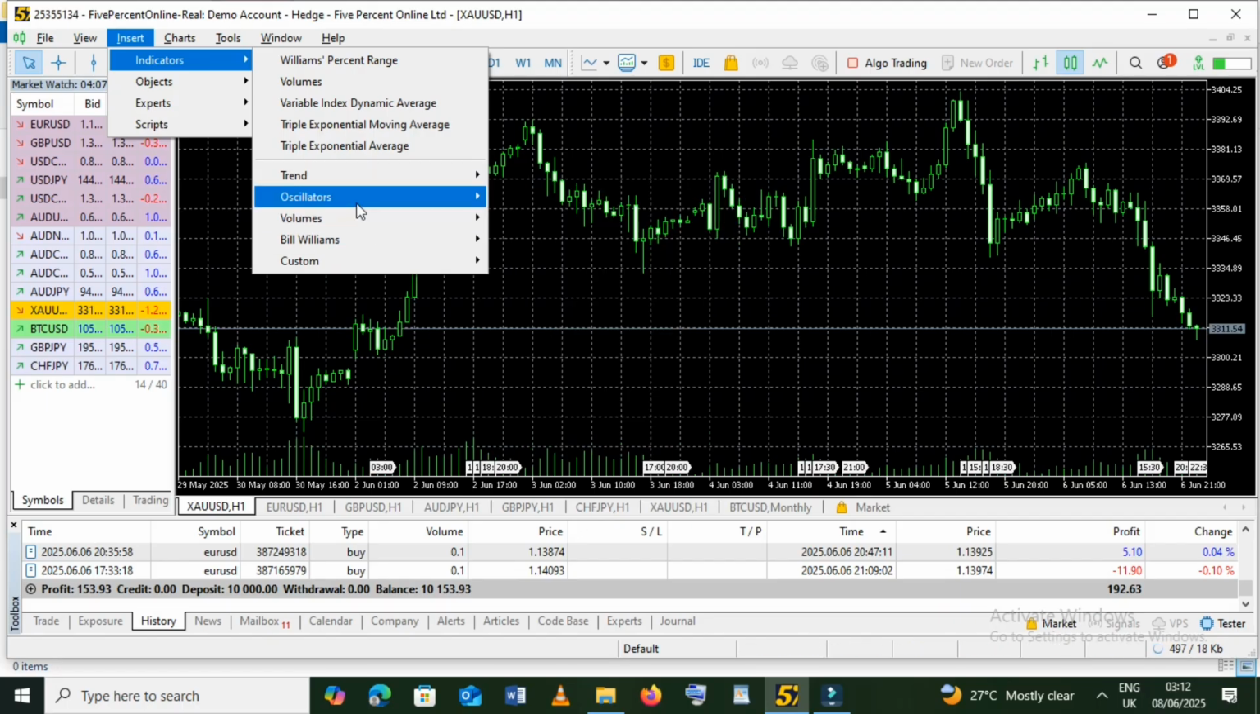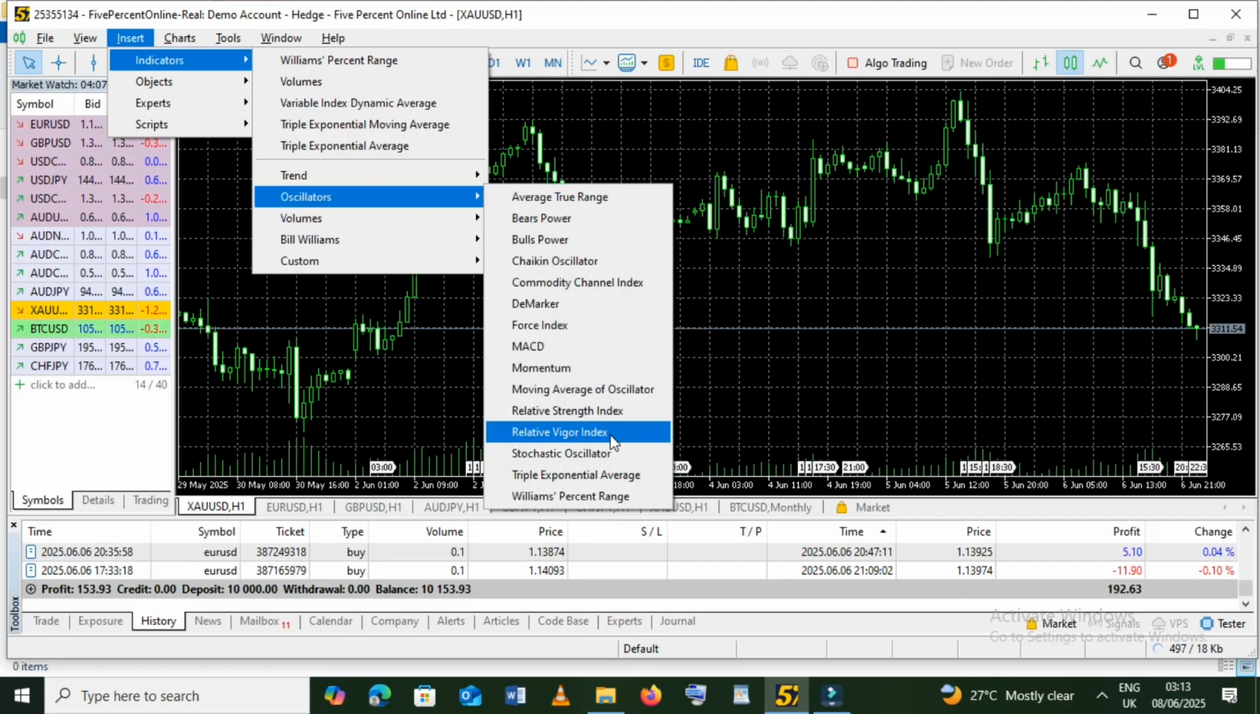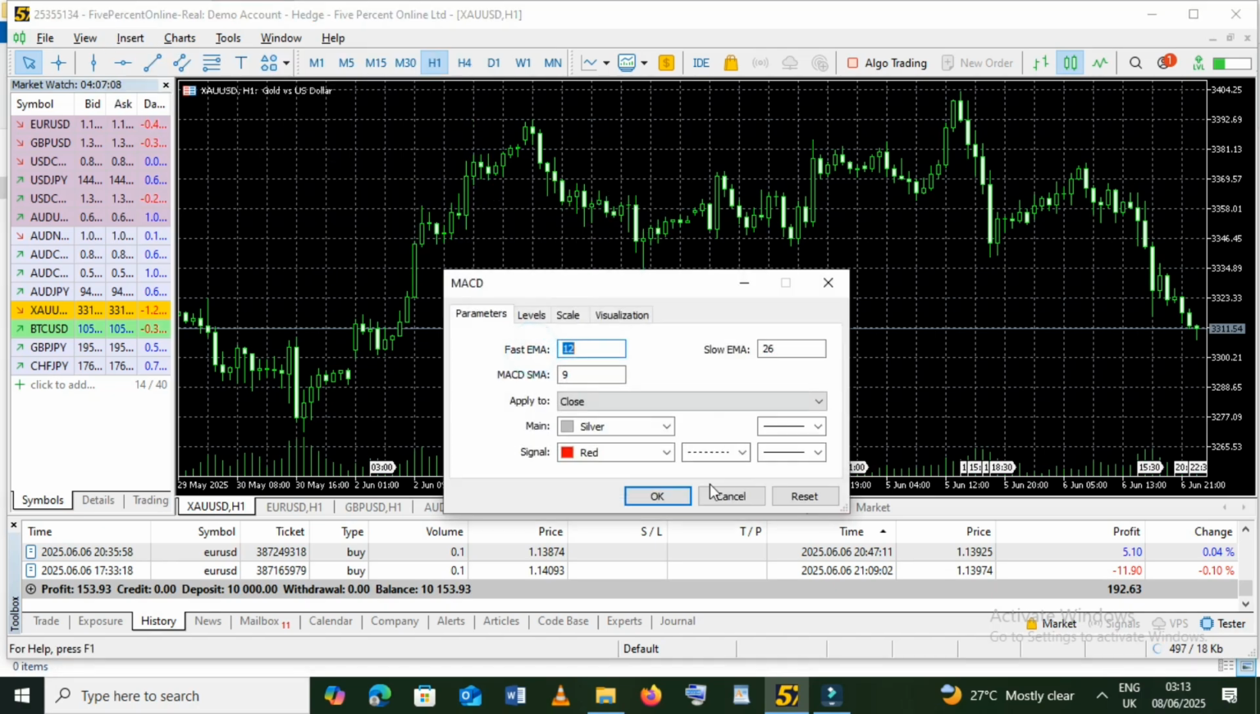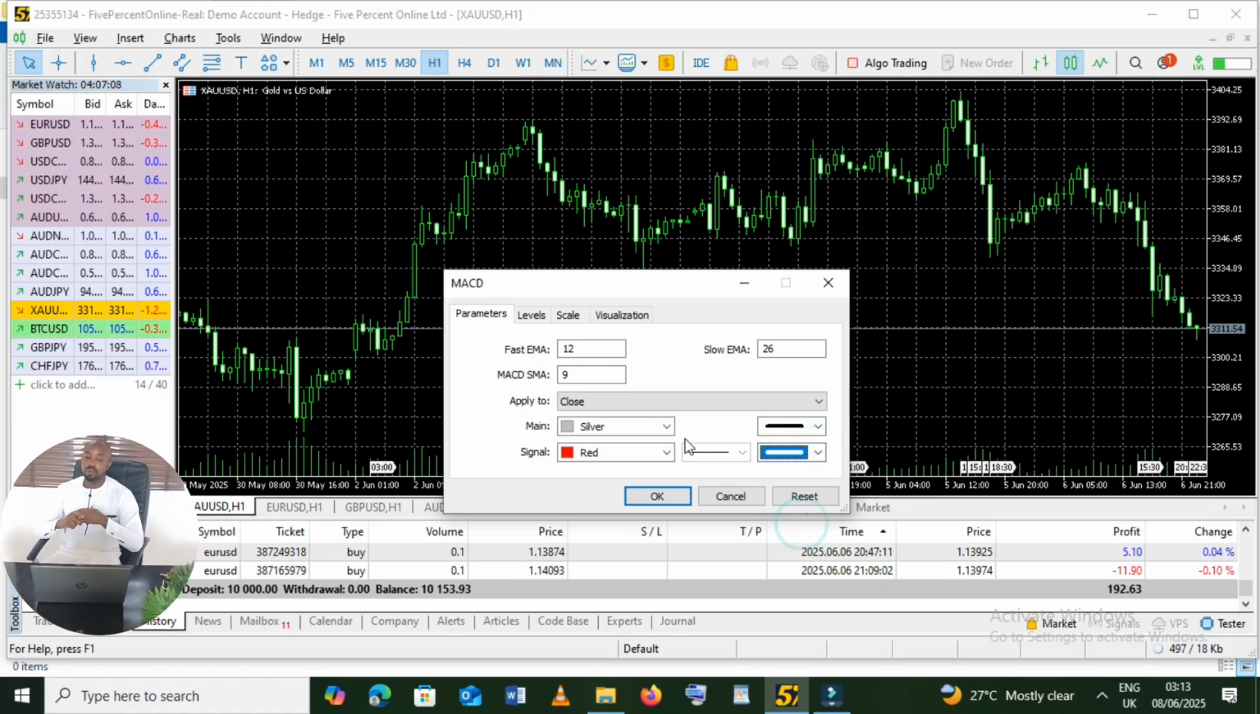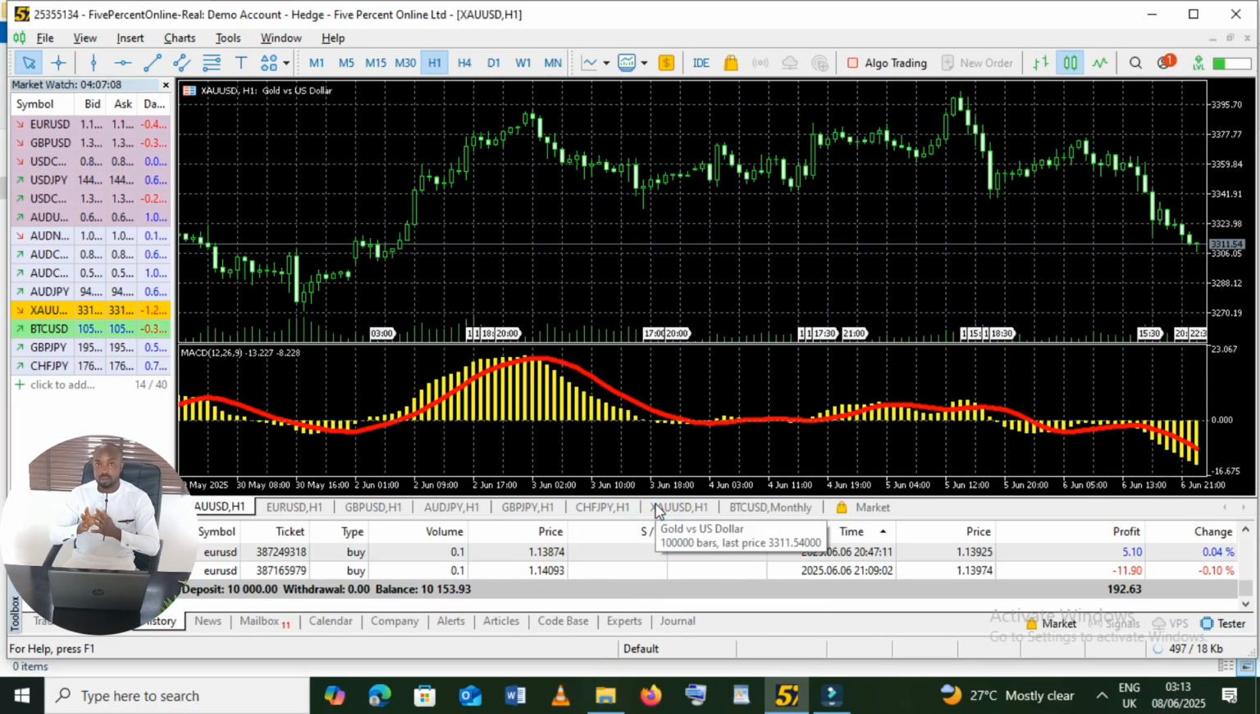Going to oscillator, we can analyze the MACD, which is moving average convergence divergence. So you click on it, then I can set the bars to be a little bit thick. Then let me set the color. Let me use red and yellow. So I'll click OK.